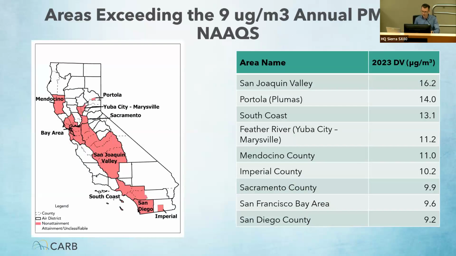For 2023, we've already looked at which areas are exceeding the 9 microgram standard, and this map and the table alongside of it shows those areas where our 2023 design value, again, that's the average of 21, 22, and 23 annual averages, shows values over the 9 microgram standard. So from north to south, we've got Mendocino, Portola, Yuba City, Marysville, Bay Area, Sacramento, San Joaquin Valley, South Coast, San Diego, and Imperial.